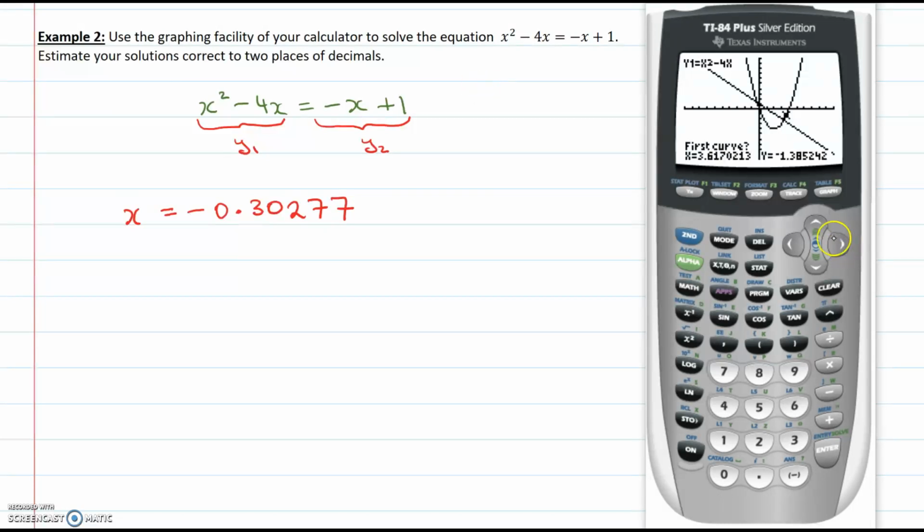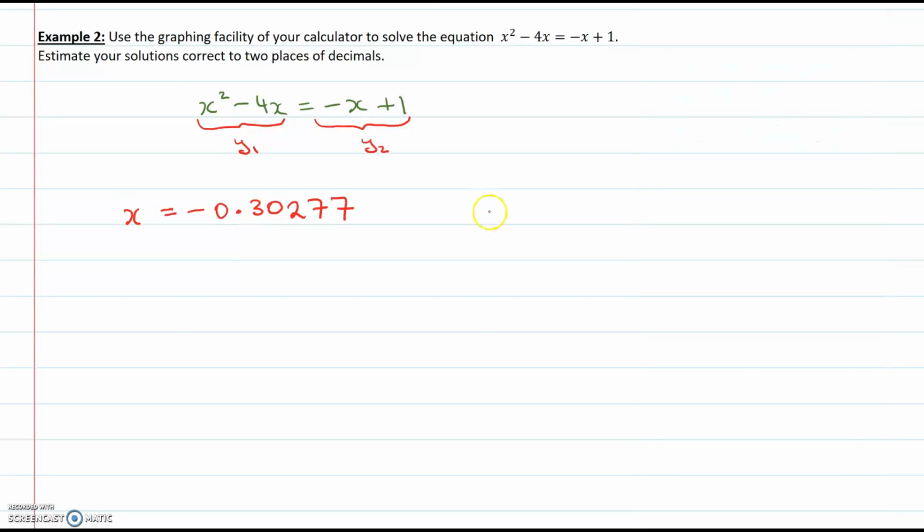You bring it close to where you see the two lines meeting. You don't have to be exactly there, as long as you're close to it. When you're close and it's flashing like that, just press enter 3 times. And this time we're told that x equals 3.30277. There are a few more digits after that.